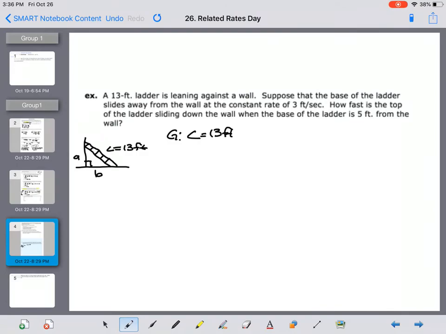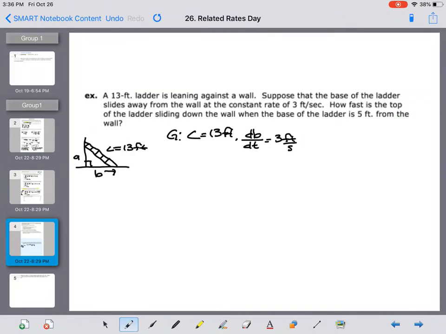Okay, suppose that the base of the ladder slides away from the wall. So the base of the ladder is moving that way, which means my B is increasing. The distance between my ladder and my wall is increasing. So that's a positive rate. So dB/dt, because the length of our base is changing with respect to t, is a positive 3 feet per second.